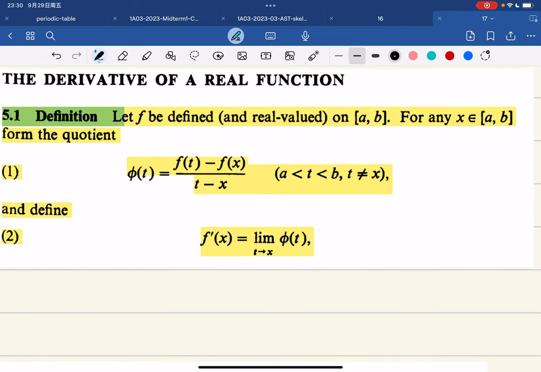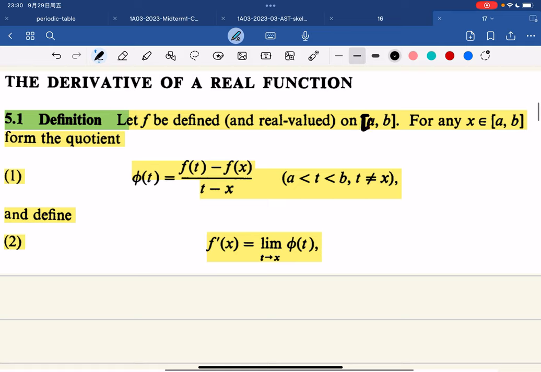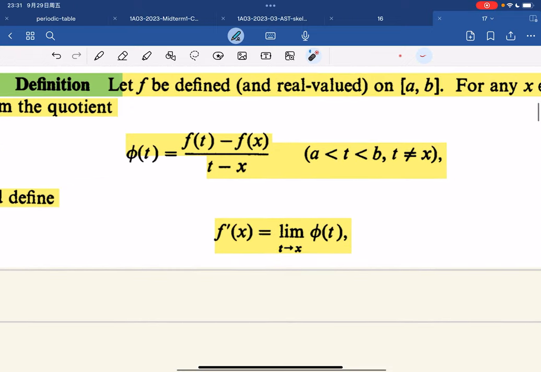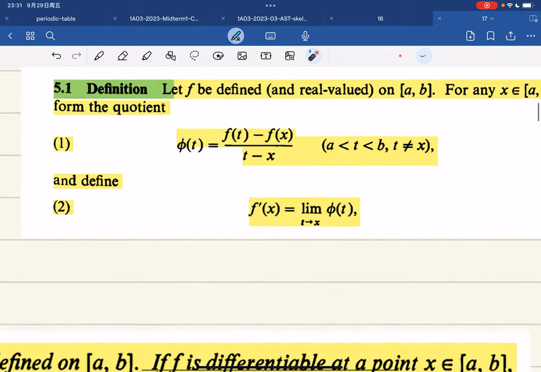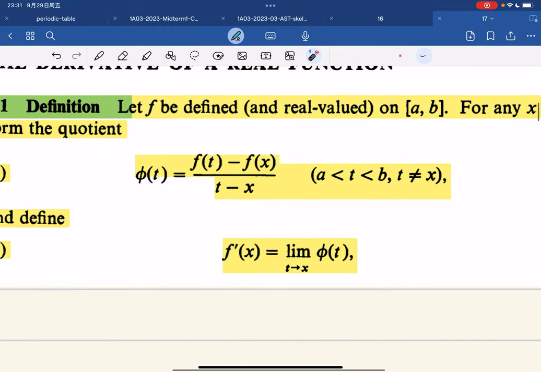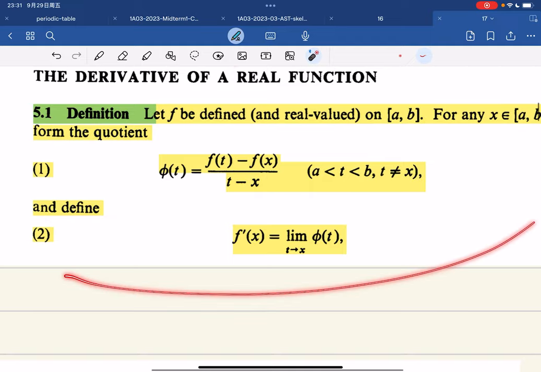So, f is a real-valued function on a closed interval. Well, compact, basically. For any x in it, we define the quotient like this. And then we define the limit of this function as t approaches x. If this limit exists, then we say that the derivative of f exists at point x, or f is differentiable at x.